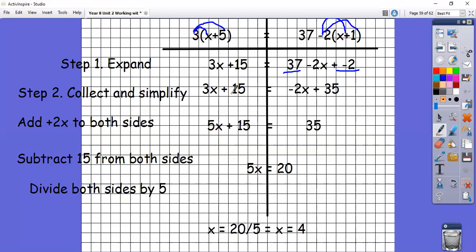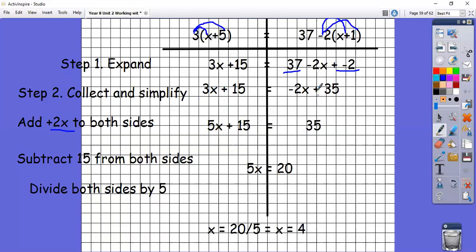Now, remember from the previous lesson, I need to either move this negative 2x to this side or move this 3x to this side. So I'm going to move the smaller one away to the other side. So that basically means do the opposite. So negative 2x, I basically need to add 2x to both sides. So the 2x plus 3x is 5x.